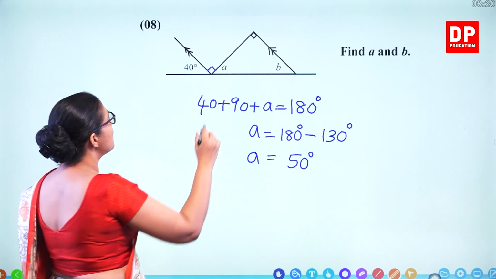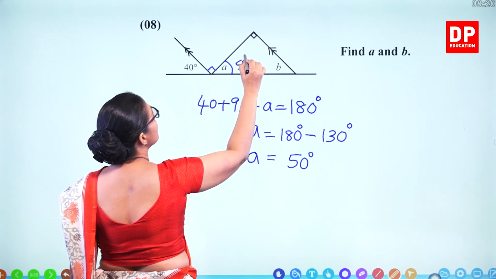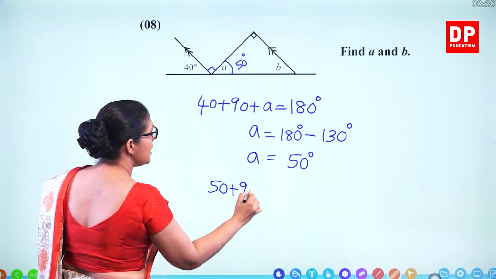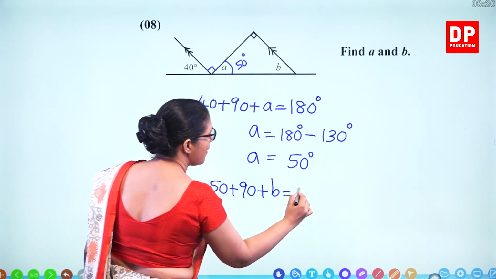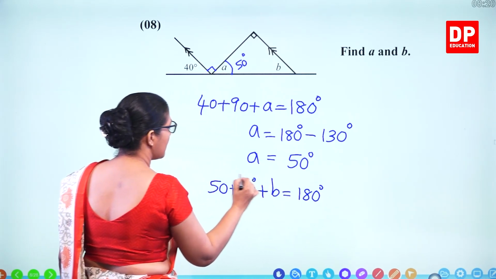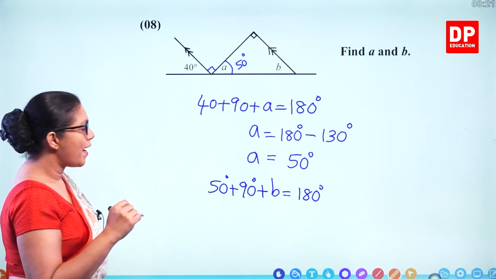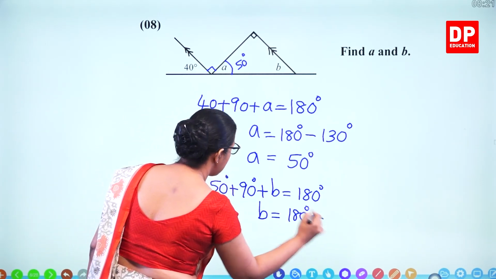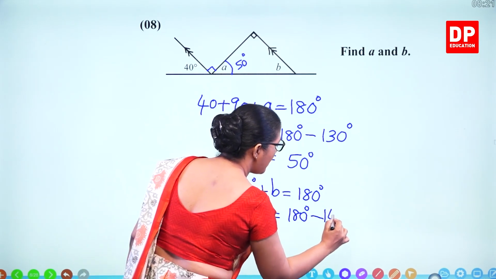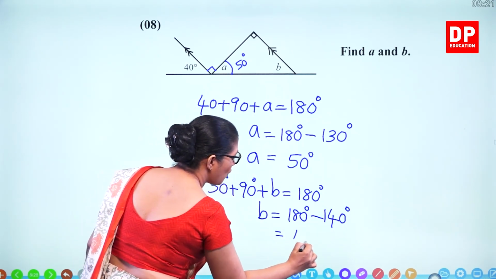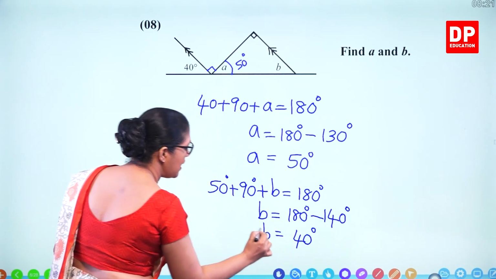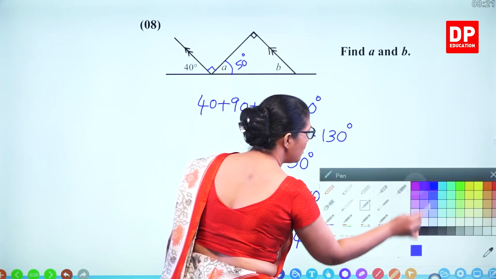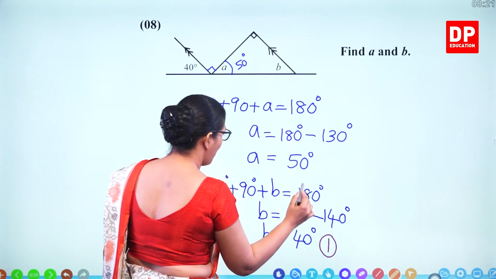Then this is 50. Now this is a triangle. You can write 50 plus 90 plus B equals 180, the angle sum of a triangle. So what's B? 180 minus 140, so you get 40 degrees. So B equals 40 degrees. So 1 mark for the A value and 1 mark for the B value.